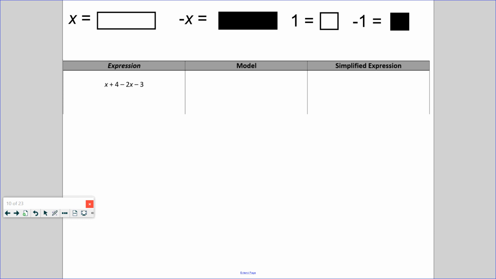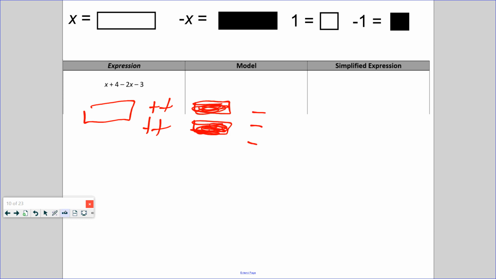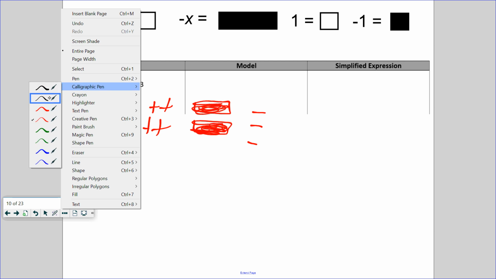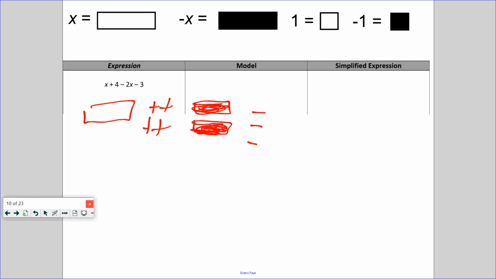Next one, I see an x. I see positive 4. I see minus 2x. So let's draw two dark rectangles because negative x is represented by a dark rectangle. I see minus 3, which is represented by negative 3. Let's take out a different pen color. I should have gone back to, oh well.